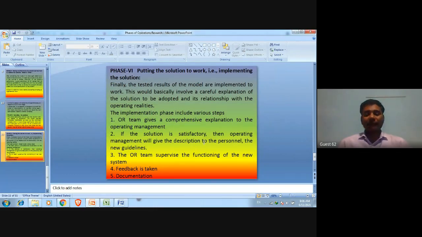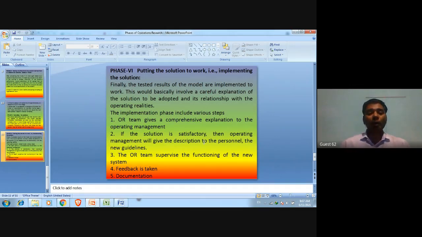Now, it is also possible that if the solution is satisfactory, then operating management will give the description to the personnel, the new guidelines. If your model satisfies the top management, then they will decide to implement that model. Otherwise, they can also reject your model. And if they are satisfied, they will instruct the personnel, meaning the HR department, with the new guidelines. Okay. The operations research team supervises the functioning of the new system.